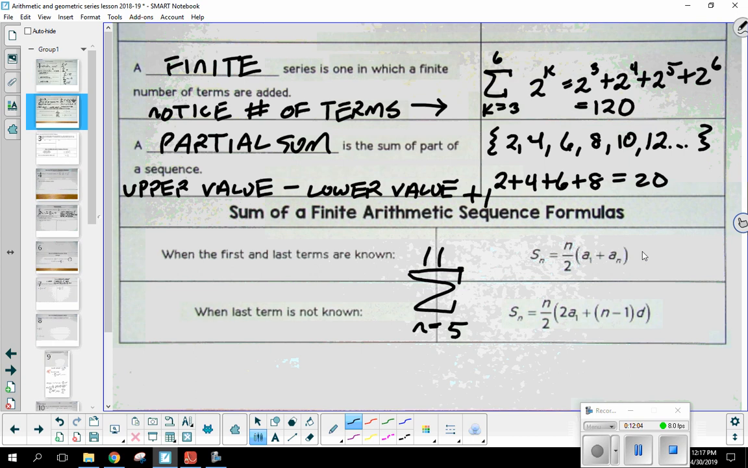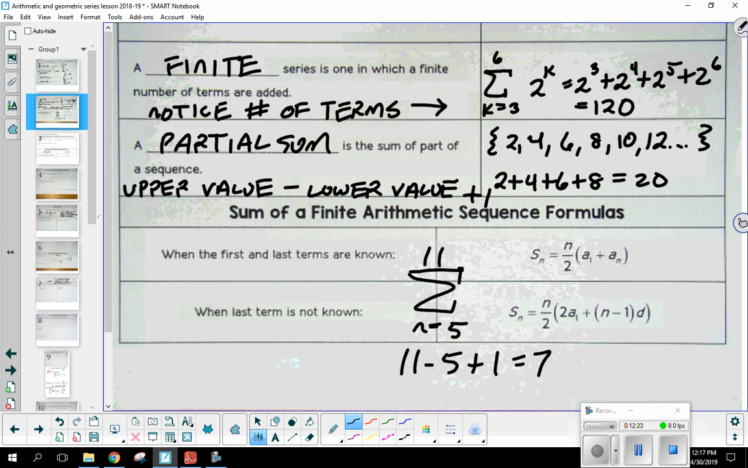Okay, well, let's see. Take the difference. So what's 11 minus 5? 6, but then you add 1. So I'm actually adding 7. And if you actually list out the terms, that makes sense. 5, 6, 7, 8, 9, 10, 11, and you'll notice there are 7 terms there.